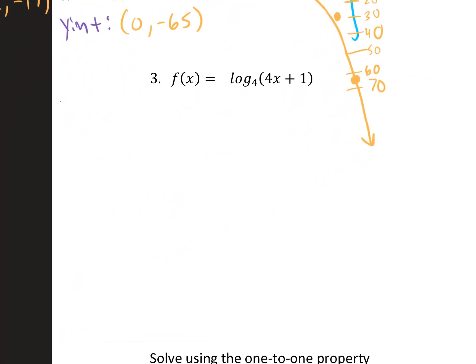So for logs, let's find our domain and the range. Which one would be easier to find here? The range, because now range is always negative infinity to infinity. So before, for exponential, our domain was always negative infinity to infinity. Now our range is. How can I find my domain?